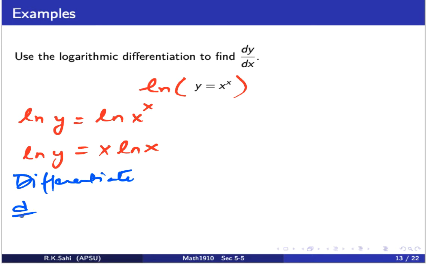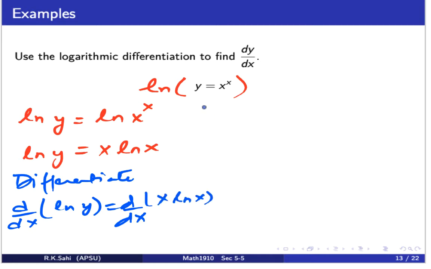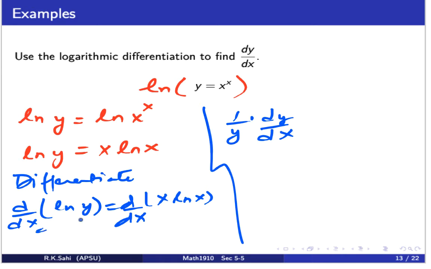So take the differential. Natural log of y equals differential of x times natural log of x. So what do you see here? It's 1 over y times dy by dx. Remember, y and x are different. Equals, now this is a product rule, 1 times 2. So differential of x prime, natural log of x, plus x times differential of natural log of x.